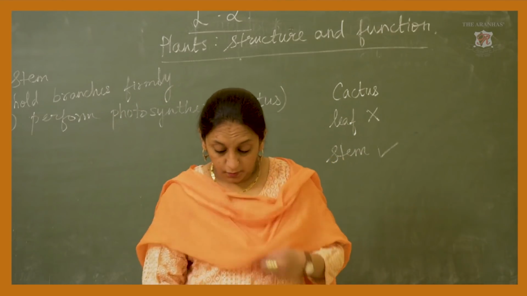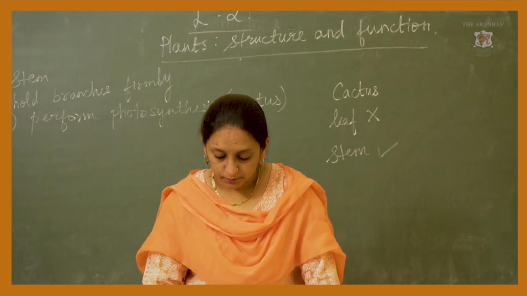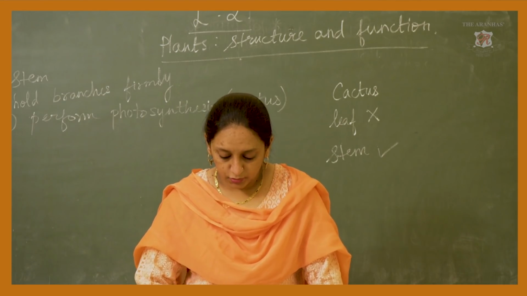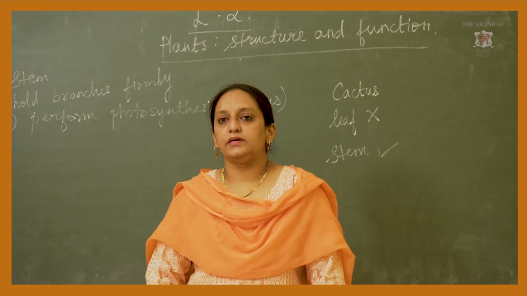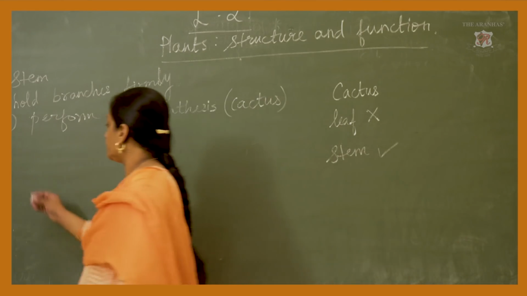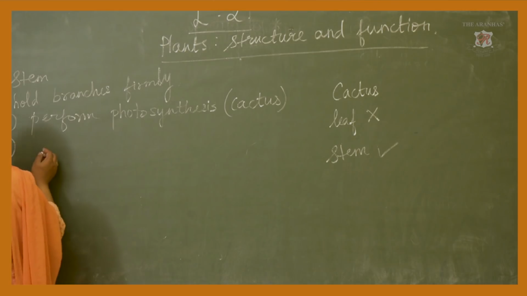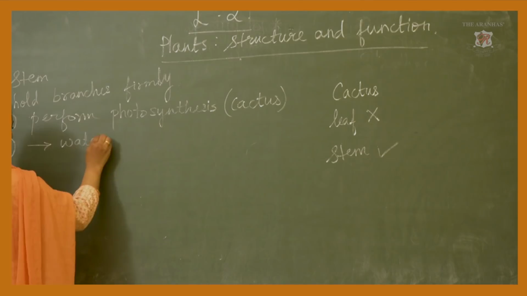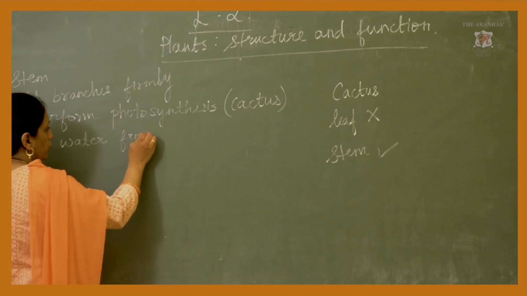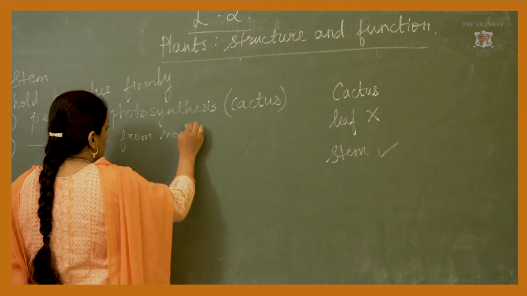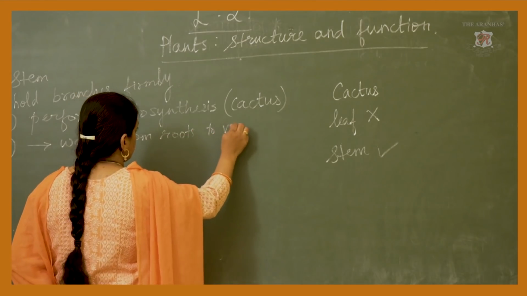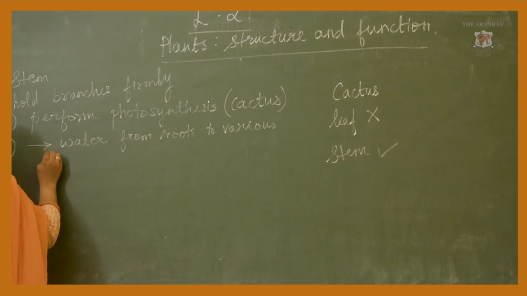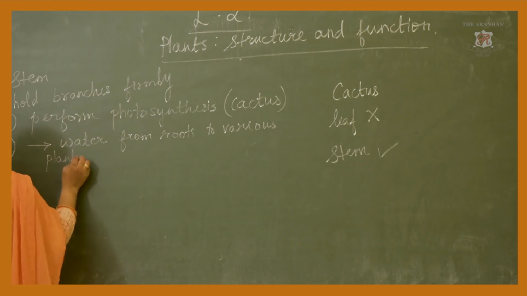Then we know the stem transports water absorbed by the roots to different parts of the plant, and transports food prepared by the leaves to various parts of the plant. What does the stem do? It transports water from roots to various parts of the plant.